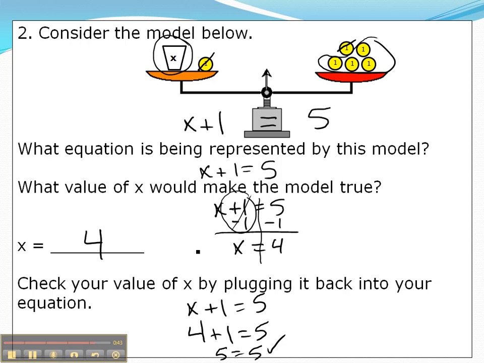Now on the test, if it asks you to check your value of x by plugging it back into your equation, make sure you do that, because part of the points on that problem will be, I'll be looking for that specifically. So just because you can see that it's definitely 4, show this work, or you won't get full credit on those problems.